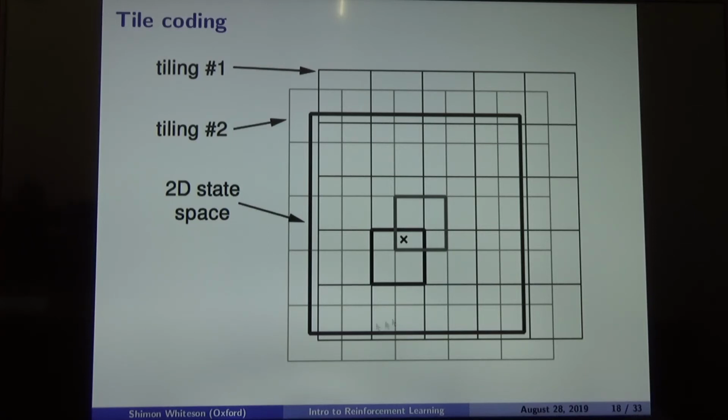Then, when you're in a certain state, the feature representation of that state is basically a bunch of binary features indicating which cell in each tiling is activated by that state. So here we have this state X, and there's one tiling in which that state X activates this square here, and there's a second tiling in which that same X activates this other one. And then the value function will be a linear function of the features activated by the current state.